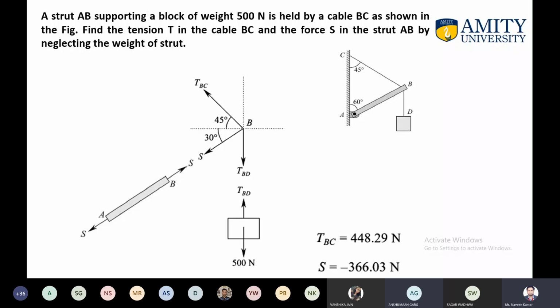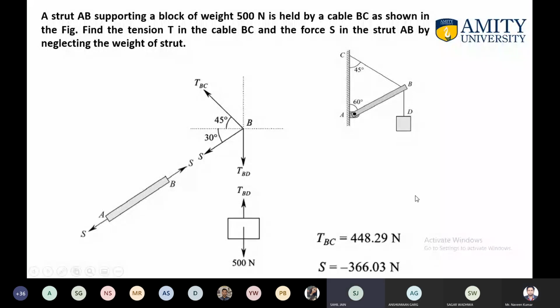Sir, just one minute. Yes, sir, just a minute. So 448.28. Yeah, TBC, and what is the force S? What are you getting in the strut?